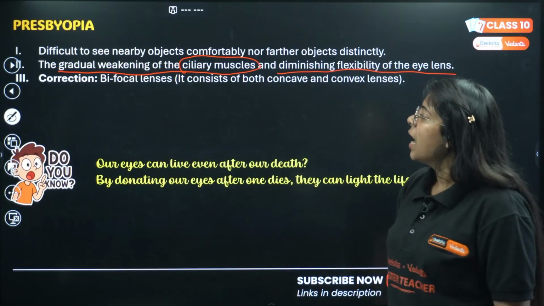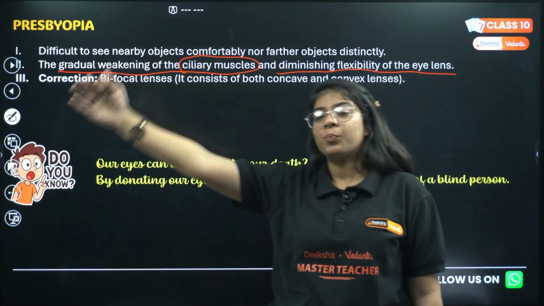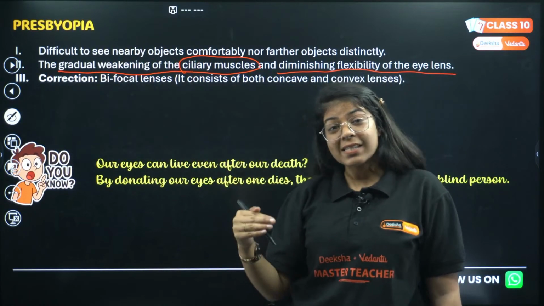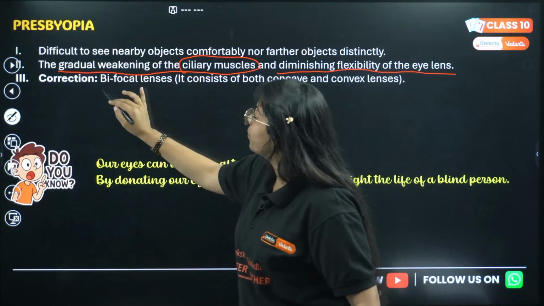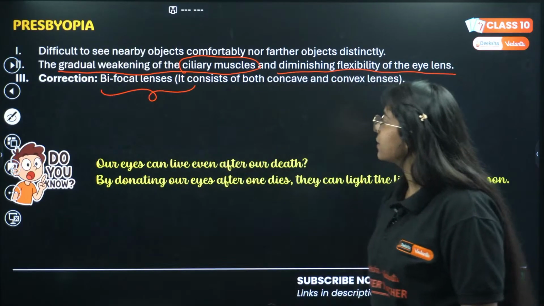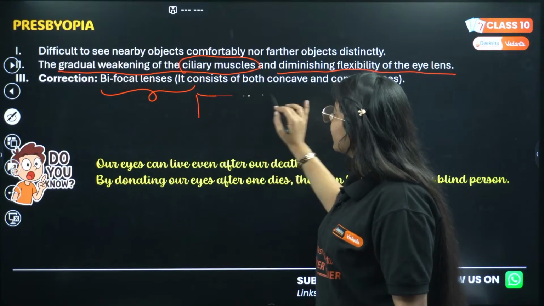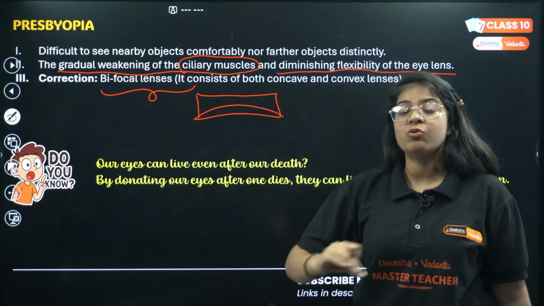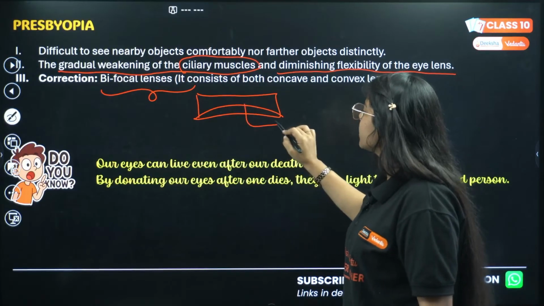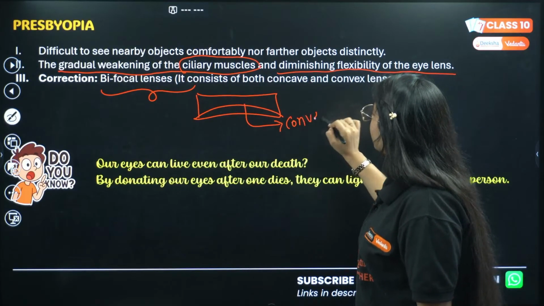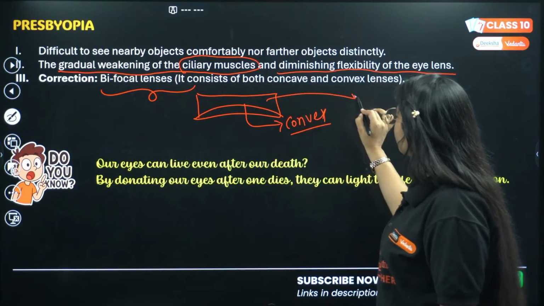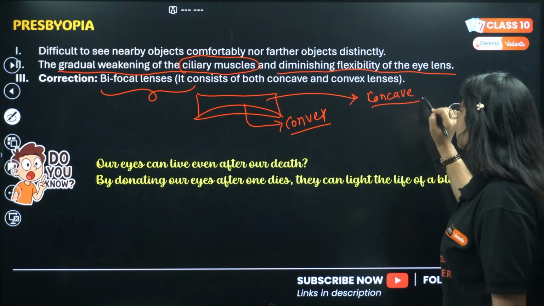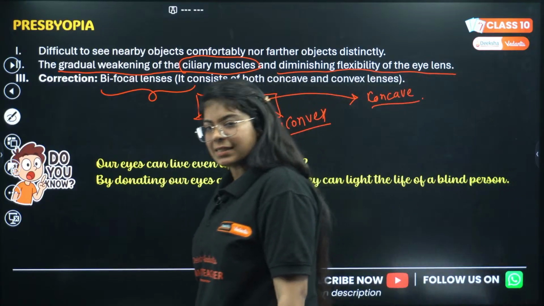Very clear. And correction for myopia, we used concave lens. For hypermetropia, we use convex lens. For presbyopia, we'll use bifocal lenses. What these bifocal lenses are? They are something like this. So the lower part is used to read books, and hence the lower part is convex. The upper part of the lens is used to see distant objects clearly. So the upper part is the part which is concave lens.